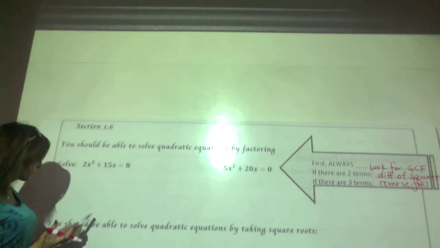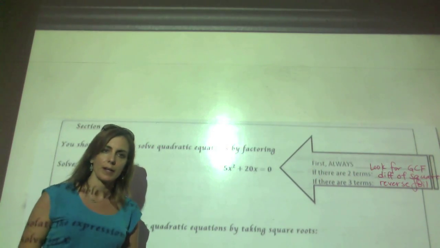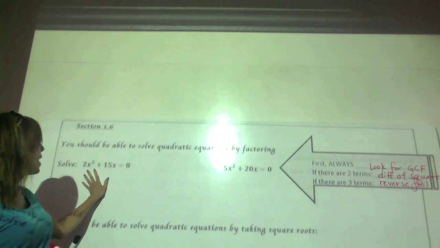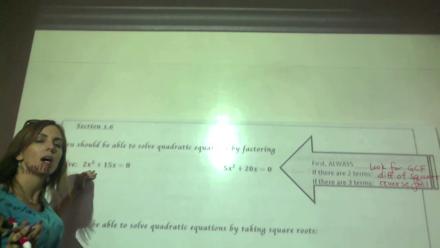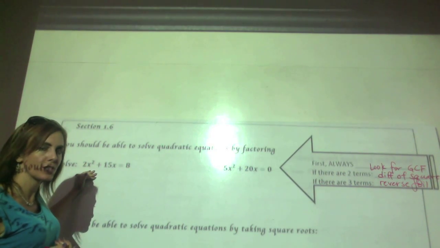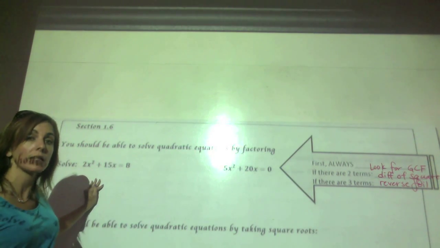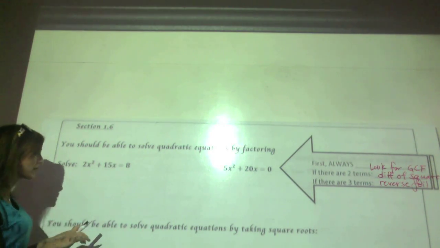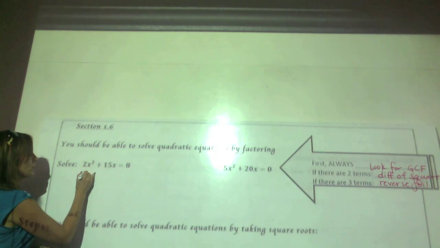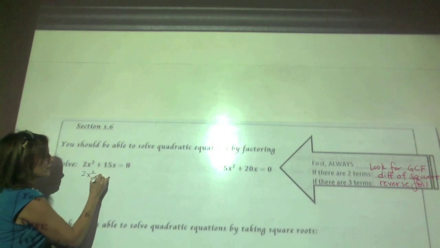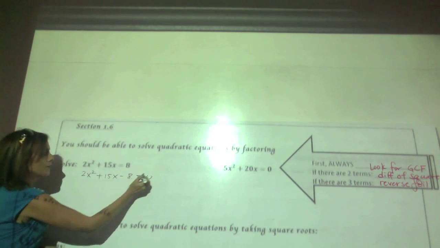Okay, so how do you solve by factoring? If you have a quadratic equation, which means I'm not going to have any exponent on my variable that is greater than 2, and I want to solve it by factoring, you're going to set it equal to 0. So the very first thing we're going to do is set this equal to 0. So 2x squared plus 15x minus 8 is equal to 0.